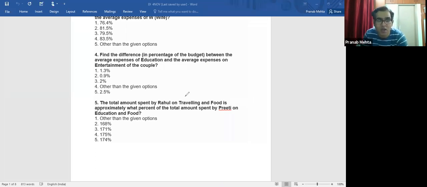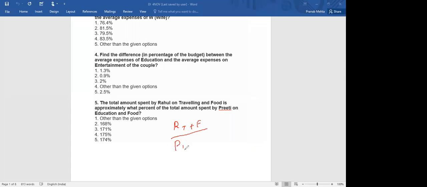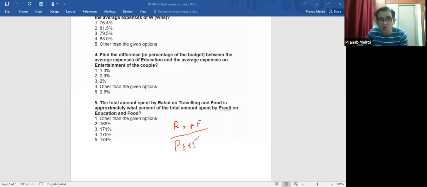All right, question number 5. The total amount spent by Rahul on traveling and food is approximately what percent of the total amount spent by Preeti on education and food. They're talking about percentage. So this is how we'll calculate.